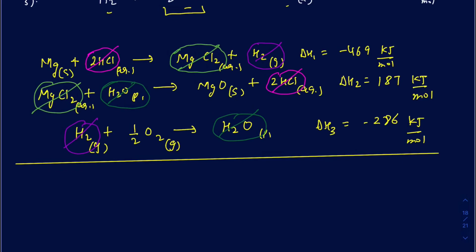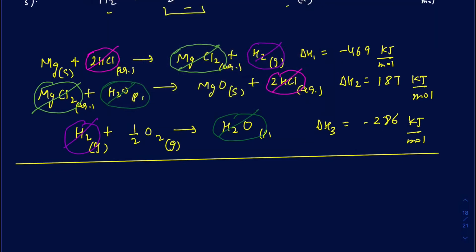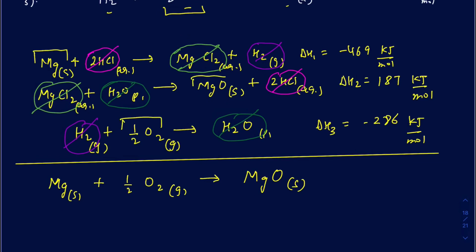And now I don't see anything else canceling out, so let's write down what we are left with. So we have magnesium solid plus half O2 gas, and on the product side you only have the magnesium oxide solid. Okay, so the only stuff that you have left is the magnesium solid, half of the oxygen, and the magnesium oxide there. Everything else cancels out.